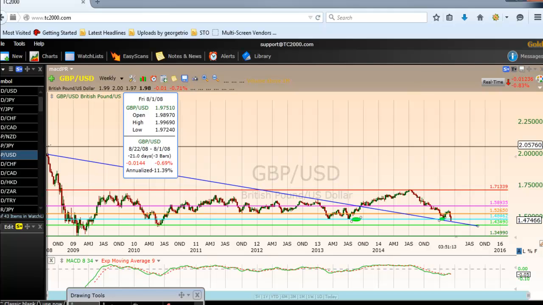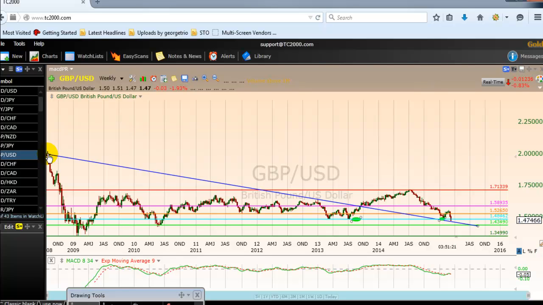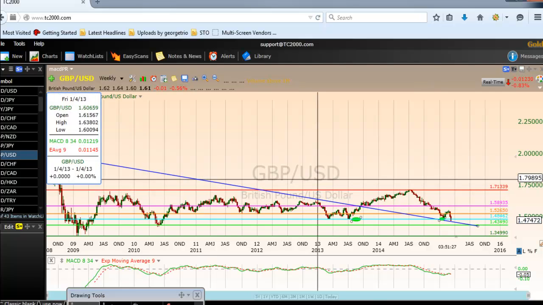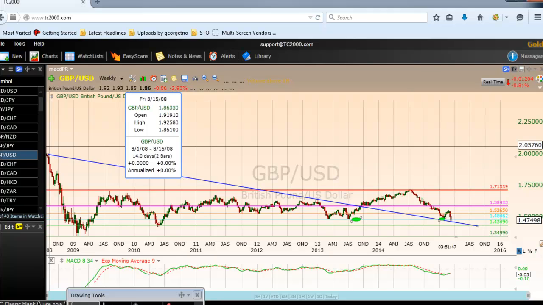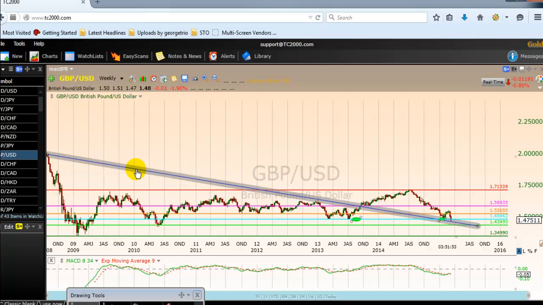So I'm joining the high of the first week of August 2008 with the high of the first week of April 2013. I'm drawing that line, joining the high of April 2013 with the high of the first week of August 2008. With that, I have my blue trend line.